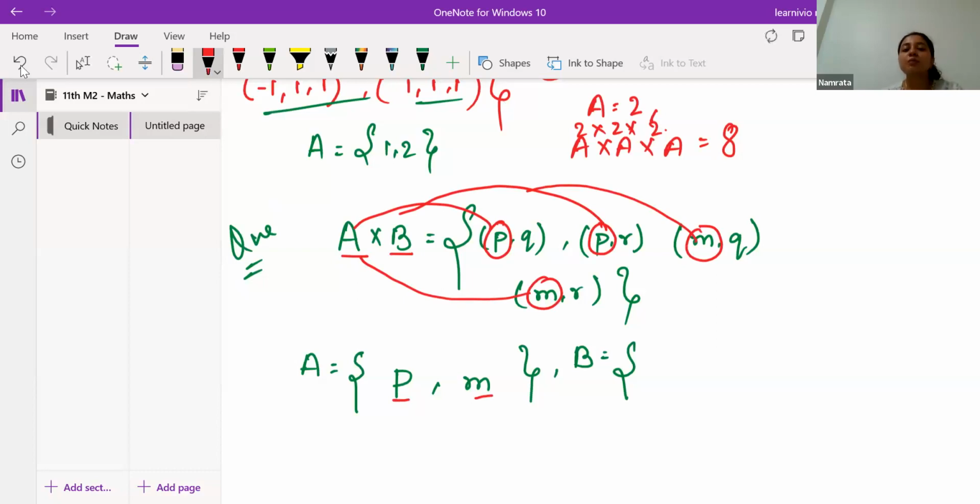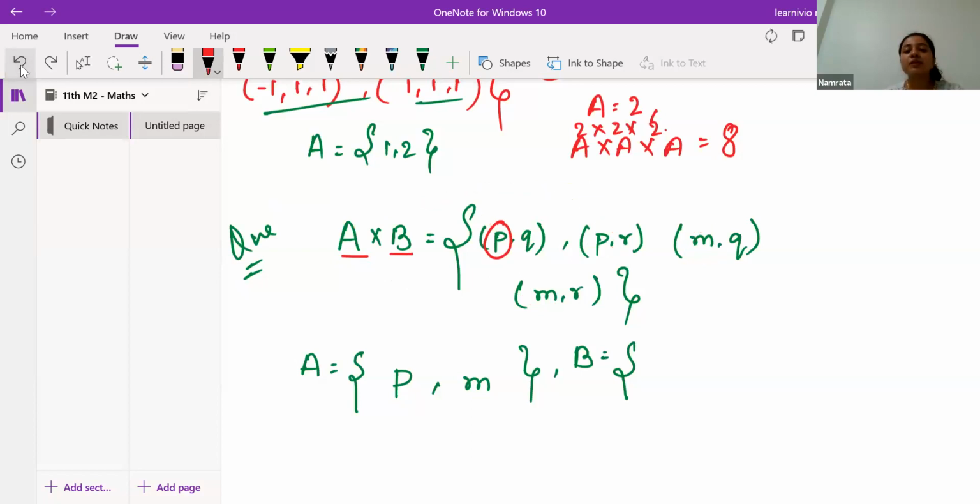Similarly, the second element must be from B, right? So what will be the elements of set B? Q and R. That's it. Here Q, here R, again Q, again R. That means repetition is there, and while writing the set, we don't have to write the repetition. So when the Cartesian product is already given, this is how we will be able to find the separate sets.